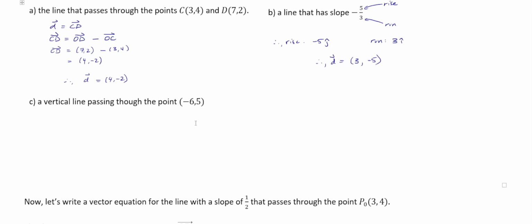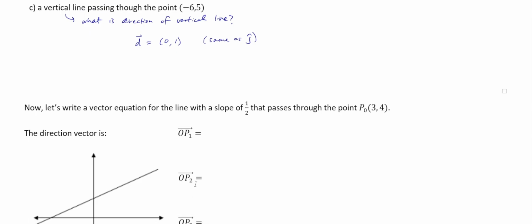Now, a vertical line passing through -6, 5. We have to think, what is the direction of a vertical line? Remember, all I'm looking for here is just a direction vector of a vertical line, and you'll note that the direction vector of a vertical line is simply 0, 1, which is the same as j cap, because j cap is the unit vector in the y direction, which is vertical.